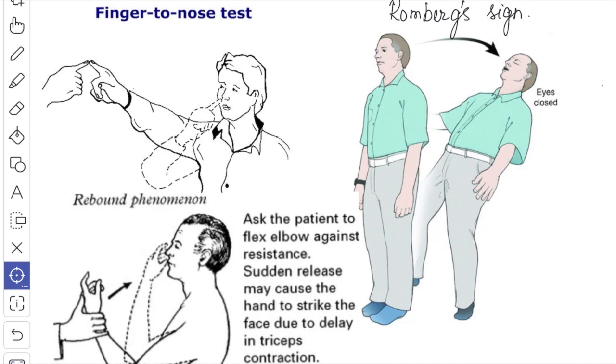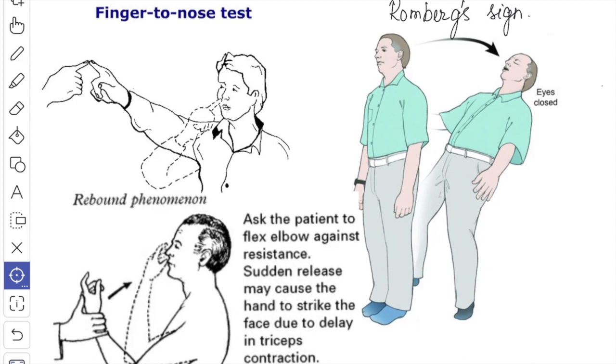Then you have the intentional tremor, probably due to dysmetria. The tremors occur during purposeful movements and disappear with rest. Then you have adiadochokinesia and dysdiadochokinesia, that is inability to execute alternate movements in rapid succession. Example, pronation and supination of the forearm.